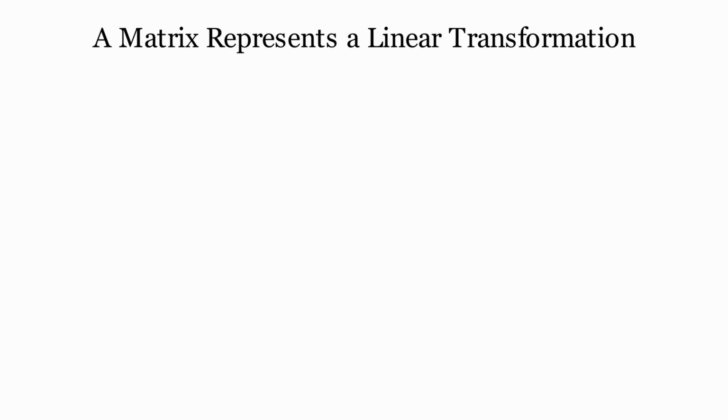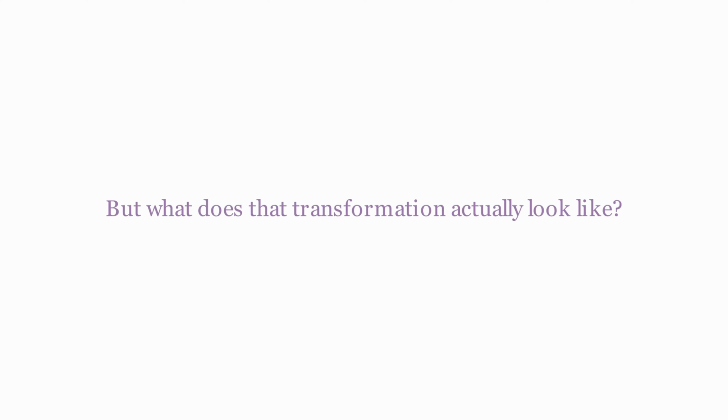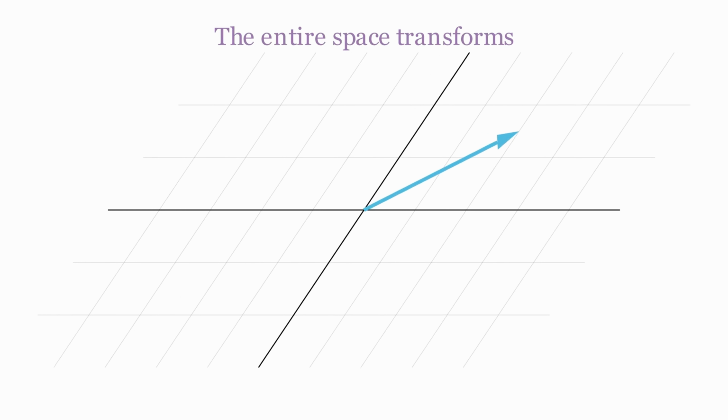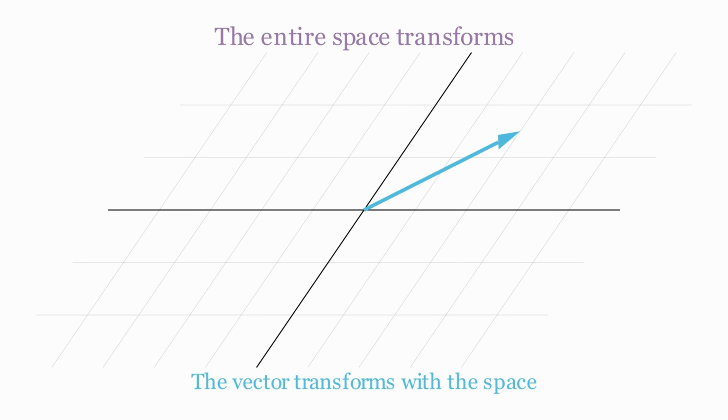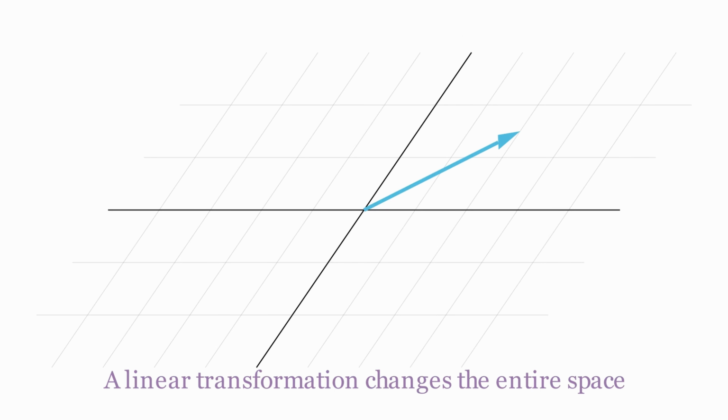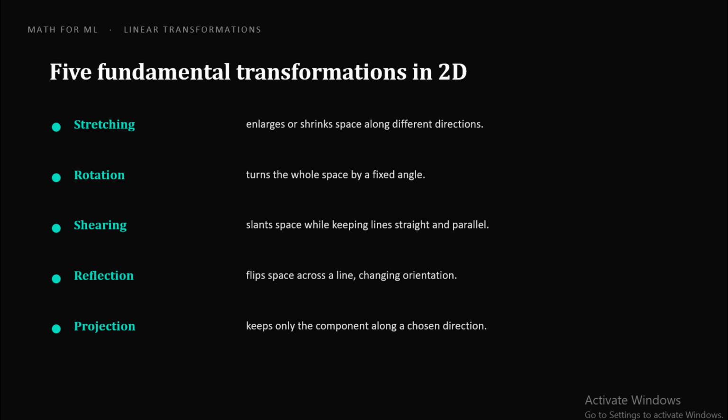Now here comes geometric linear transformations. A matrix represents a linear transformation. But what does the transformation actually look like? Instead of thinking about numbers, let's think about geometry. A linear transformation doesn't just move a single vector, it transforms the entire space. That's the geometric nature of linear transformation. In two dimensions, there are five fundamental linear transformations that we'll study: stretching, rotation, shearing, reflection, and projection.